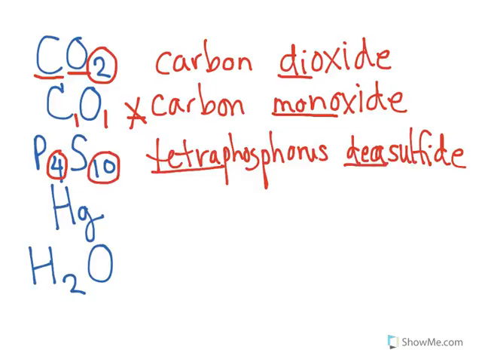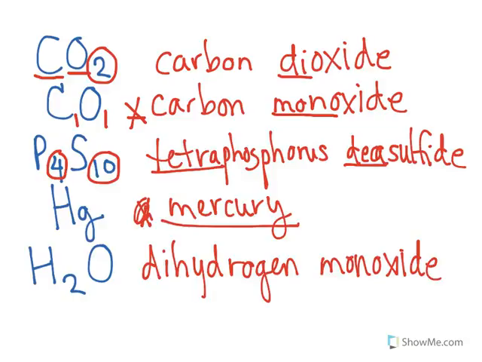This next compound is just known as mercury. There is no special name for it just because it is by itself. It is not called monomercury. It is just mercury. This next compound is obviously water, but its technical name is dihydrogen monoxide because there are 2 hydrogens and only 1 oxide.